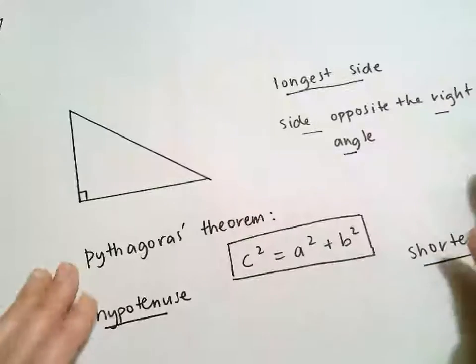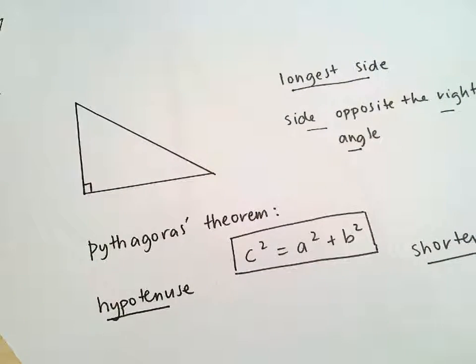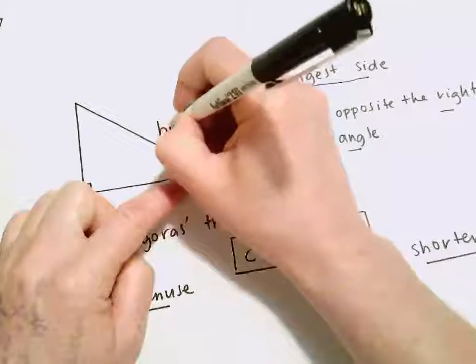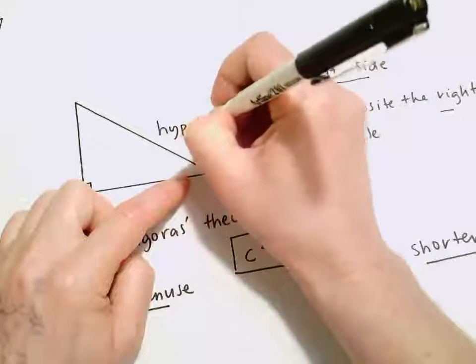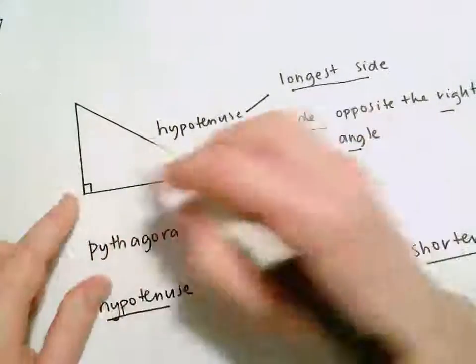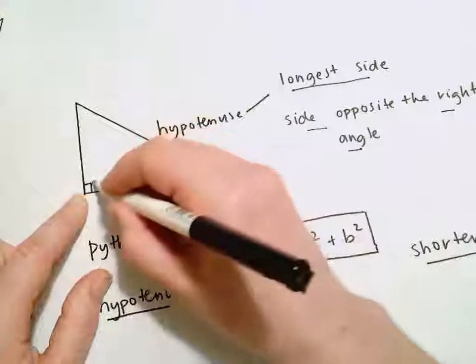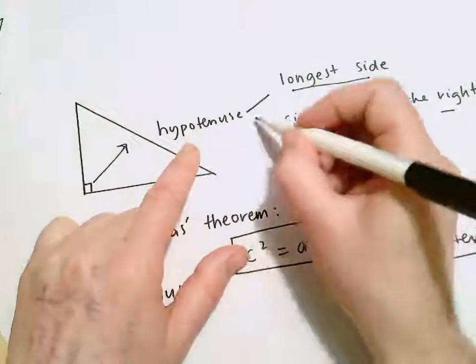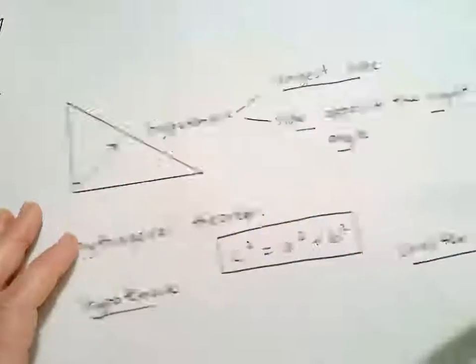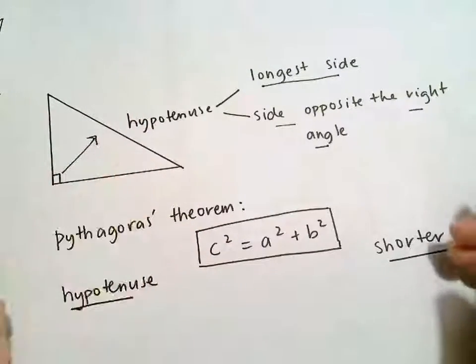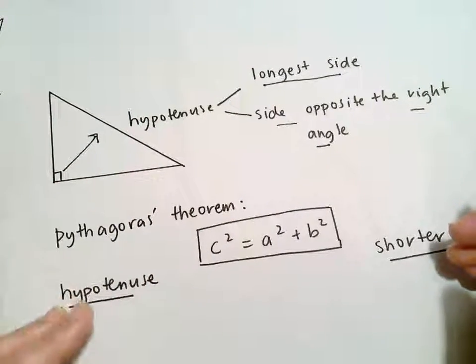So if I look at this triangle here, which is the longest side? Well, hopefully you can see it's this side. So this would be my hypotenuse. Or using the other technique, the side opposite the right angle, well here's my right angle, so the side opposite the right angle, again, it's this side. So you can remember it using either of these two techniques. In any case, you need to remember that this is the longest side and that is the hypotenuse.